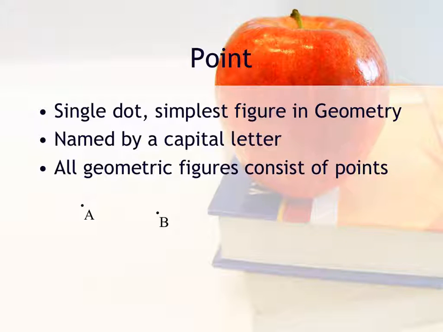A point is a single dot. It's the simplest figure in geometry. And it's named by a capital letter. So if you look at your notes, you're missing some of this stuff. I want you to fill it in. It helps you remember it. All geometric figures consist of points. So it's up to you what you want to do. You could type it. You can handwrite it. There's been studies that show that by writing it with your hand, it helps you remember it. So if you're finding that you're not remembering things by typing it, I would switch to handwriting.